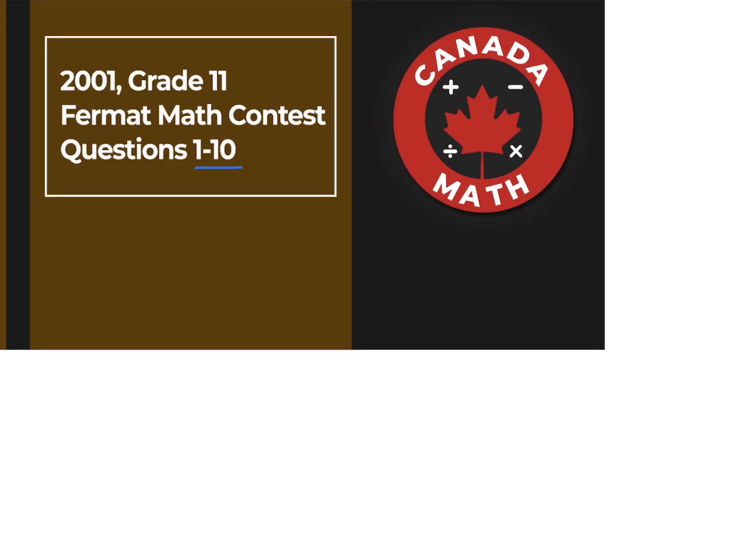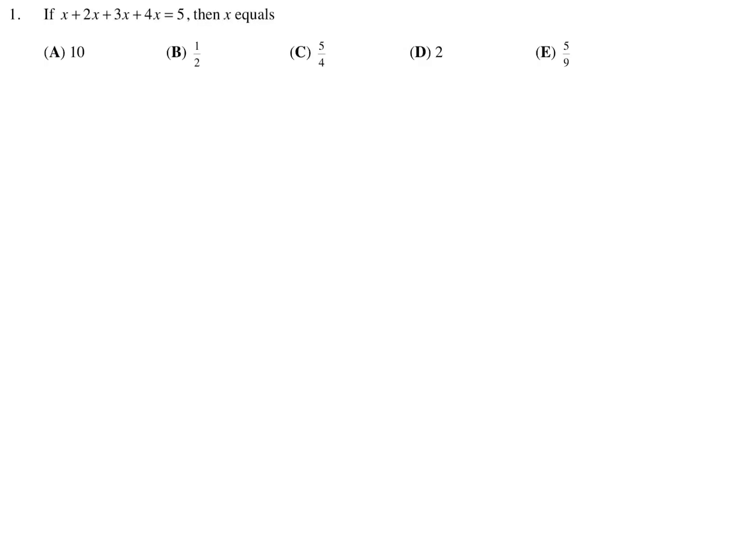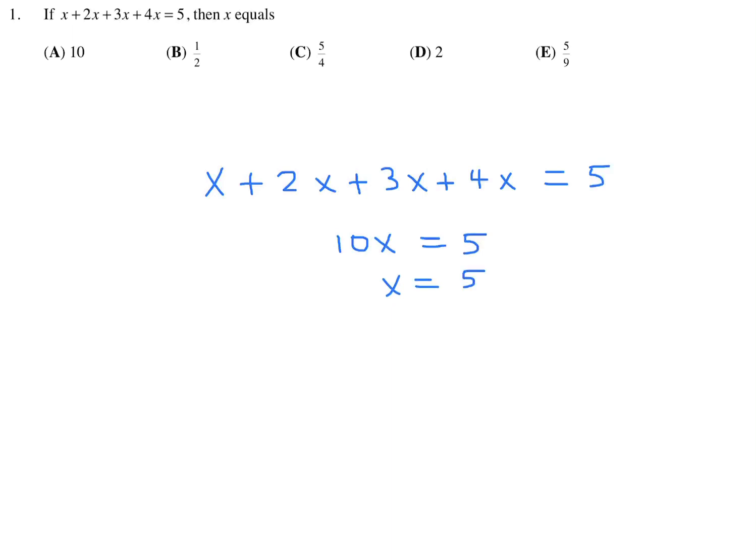Questions 1 through 10 on the 2001 Grade 11 Fermat math contest. If x plus 2x plus 3x plus 4x is equal to 5, then x equals. So we first need to add up all the x's and see what we get. 1 plus 2 plus 3 plus 4 is 10x, and that equals 5, and therefore x is equal to 5 over 10, and reduced to lowest terms, x is 1/2. So number 1, the answer is B.